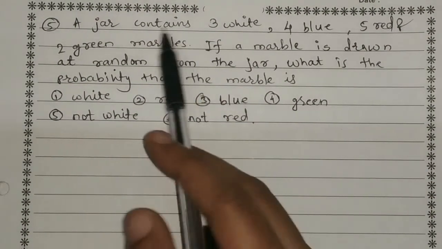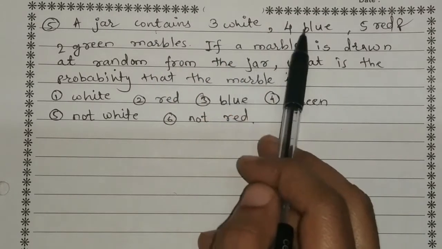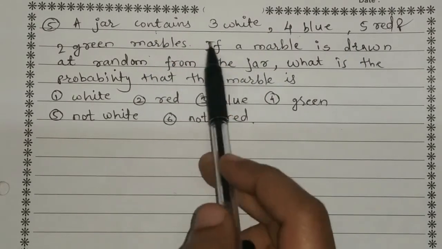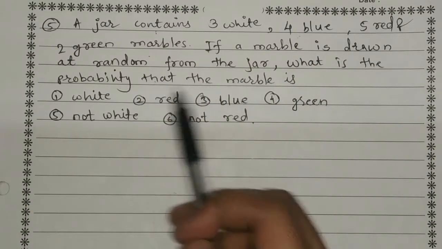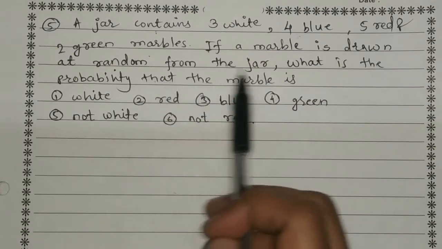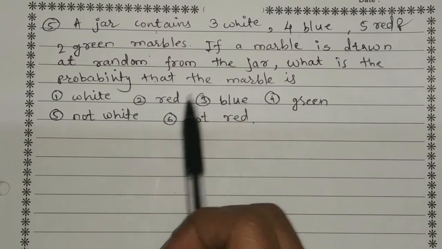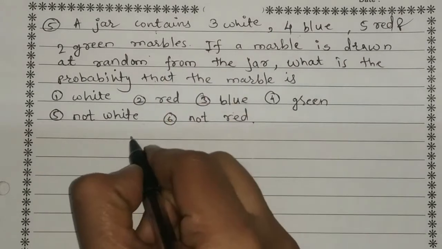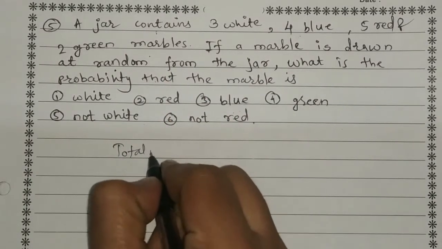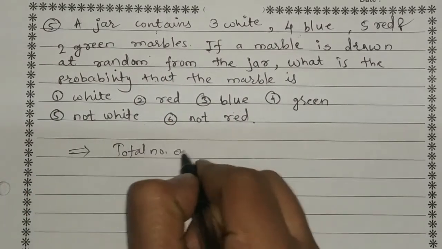Now we have the next question. A jar contains 3 white, 4 blue, 5 red and 2 green marbles. If a marble is drawn at random, meaning without looking, from the jar, what is the probability that the marble is white, red, blue, green, not white, not red? So first of all we'll write down the total number of possible outcomes.